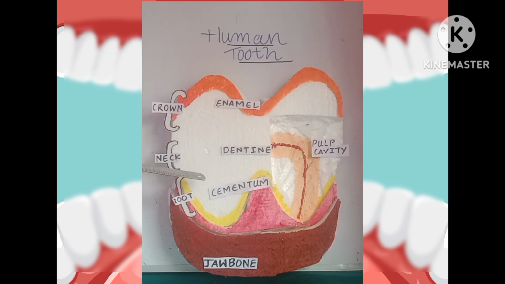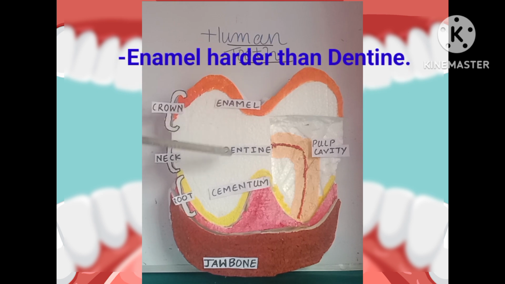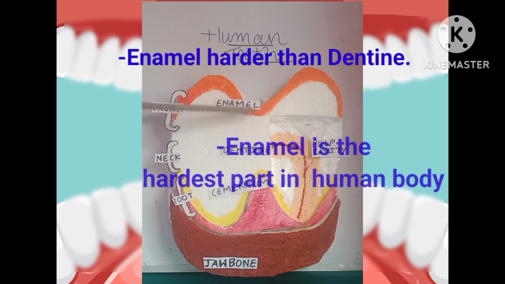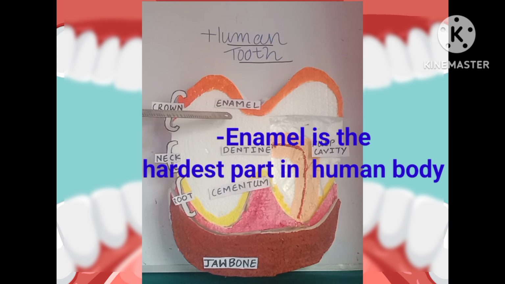There is another layer of calcium phosphate and carbonate above dentine called the enamel. Enamel consists of larger and more dense concentration of calcium phosphate and carbonate than the dentine. Hence, enamel is harder than the dentine. In fact, enamel is the hardest part in the human body.